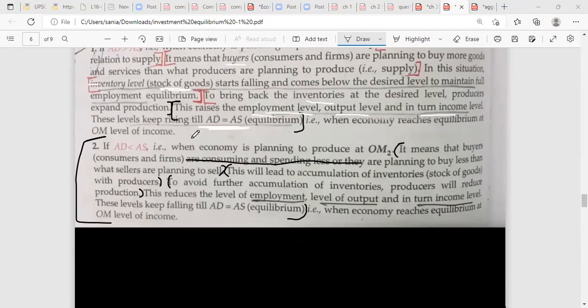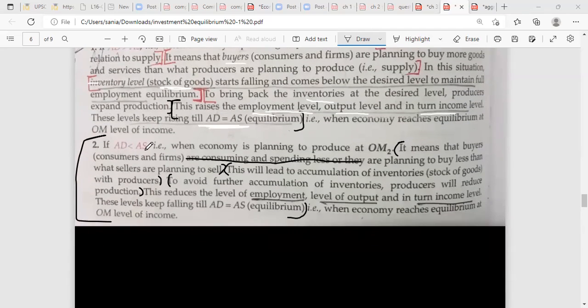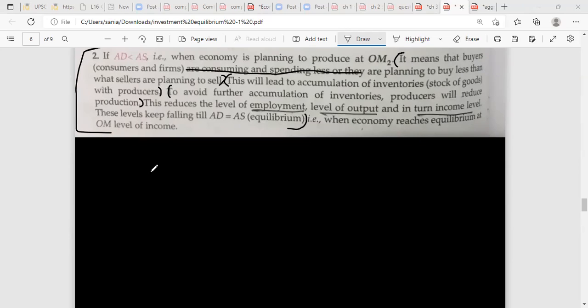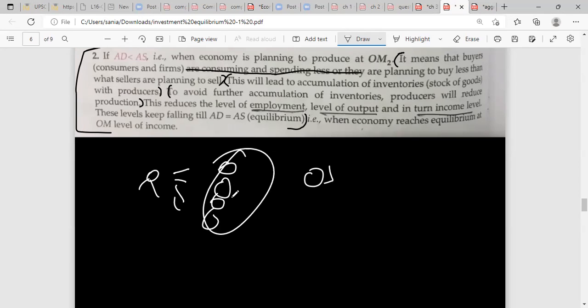Okay. Now, the other situation is when AD is less than AS. So, what does it mean? It means that buyers are planning to buy less, right? They are not demanding what sellers are planning to sell, right? For example, this is me, I am producing 1, 2, 3 like this, but nobody is demanding. So it will lead to stock of my product, right? So it leads to accumulation of goods and services. Okay, stock of goods. Clear?